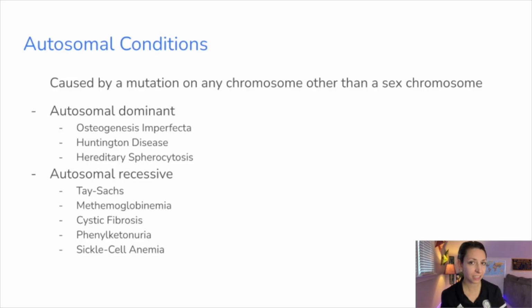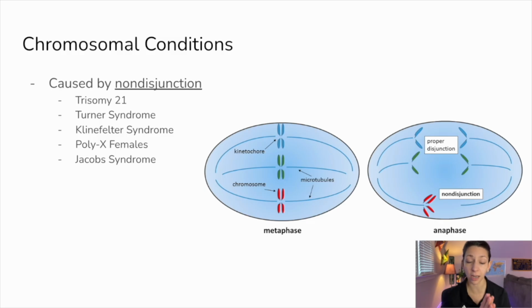You might have heard of Huntington's disease as an example of an autosomal condition, or an autosomal dominant genetic disorder, which often doesn't appear until later in life, so people can pass it on to their offspring without even knowing that they have it. And then there's lots of autosomal recessive disorders like Tay-Sachs disease, cystic fibrosis, PKU, sickle cell anemia. Chromosomal conditions are usually caused by non-disjunction, which means when those chromosomes are supposed to separate, especially during anaphase 2 of meiosis, we're getting an extra chromosome ending up in the sex cell. So things like trisomy 21, Turner syndrome, Klinefelter's, poly-X, Jacob syndrome, these are all examples of chromosomal conditions.